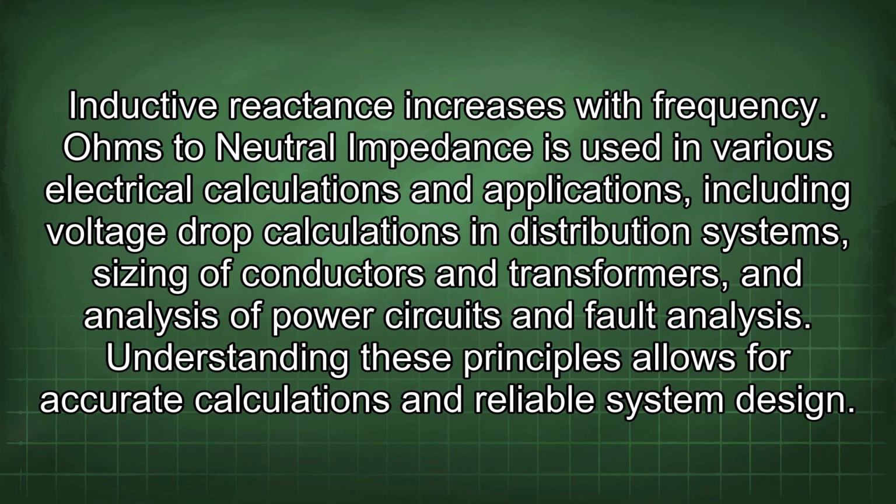Ohms to neutral impedance is used in various electrical calculations and applications, including voltage drop calculations in distribution systems, sizing of conductors and transformers, and analysis of power circuits and fault analysis. Understanding these principles allows for accurate calculations and reliable system design.